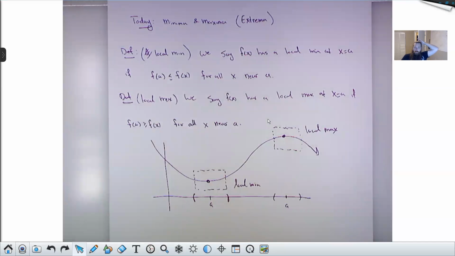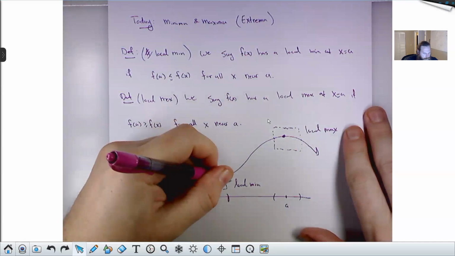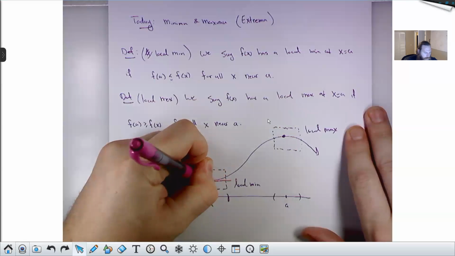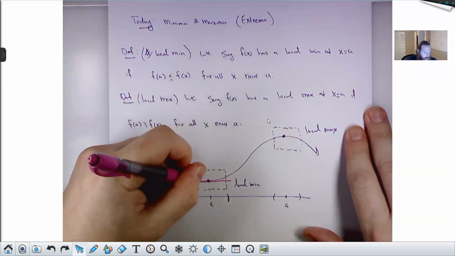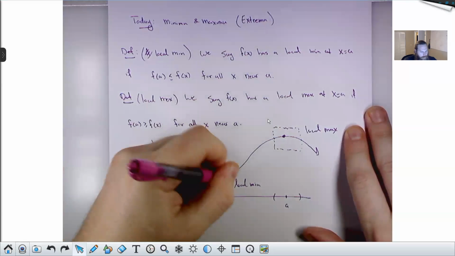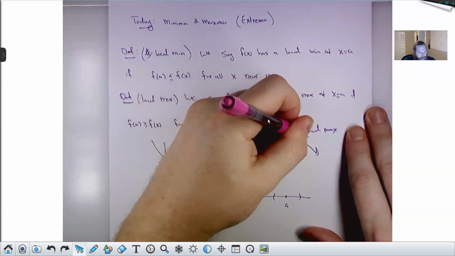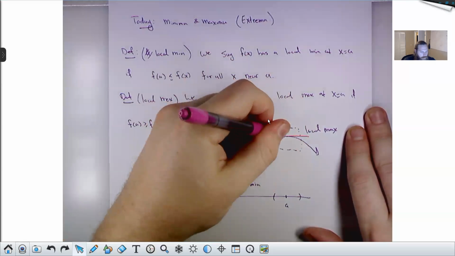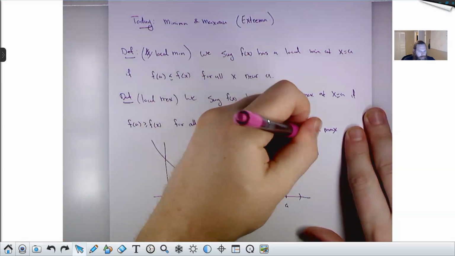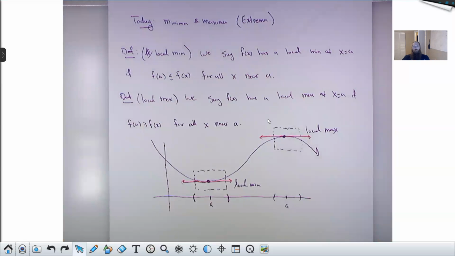And you may notice that on this particular graph, this is often the case, that at this local min down here, and at this local max up here, the tangent line is horizontal. This is often the case. It's not always the case. I want to be clear about that. But if your function is nice and smooth, then that will always be the case.